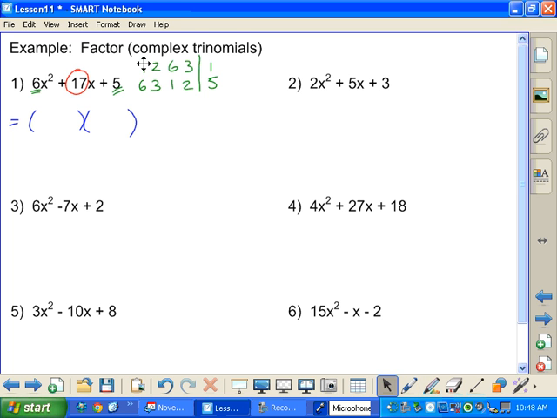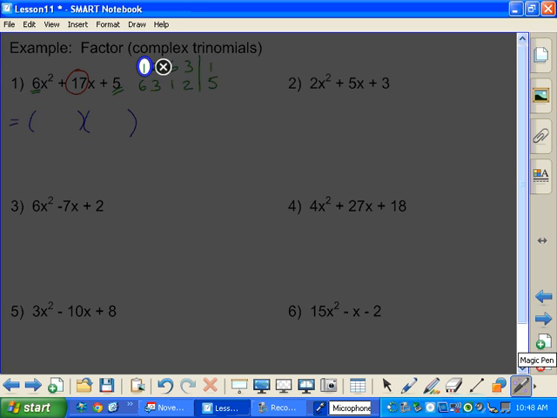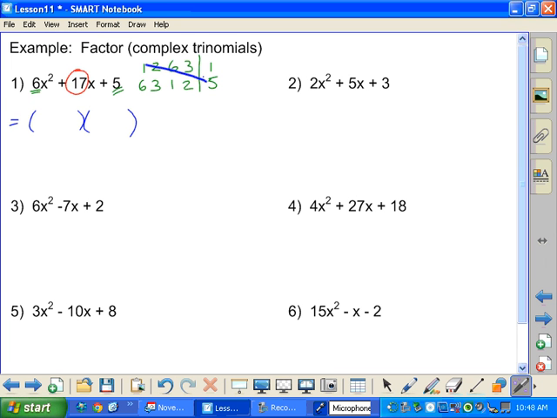Okay? So I'm going to use my magic pen, so it's going to disappear. So what I'm doing is I'm cross-multiplying. I'm going to take this 1 and multiply it with the 5, and 6 times 1 is 6. So I'm going to end up with 5 and 6. Can I get 5 and 6 to add up to 17? The answer is no, so that doesn't work.